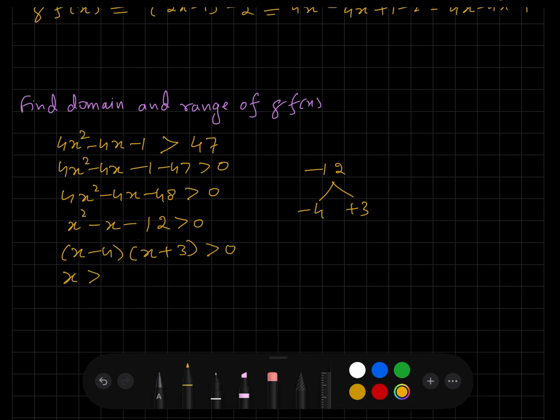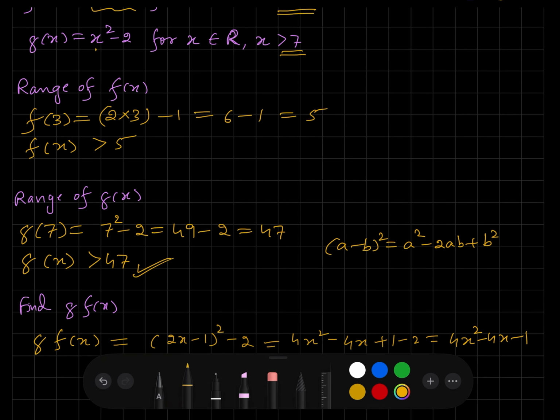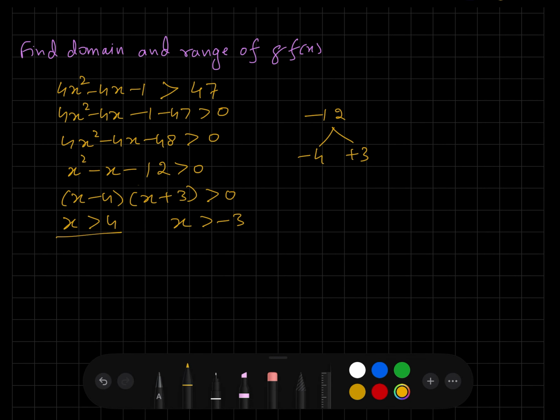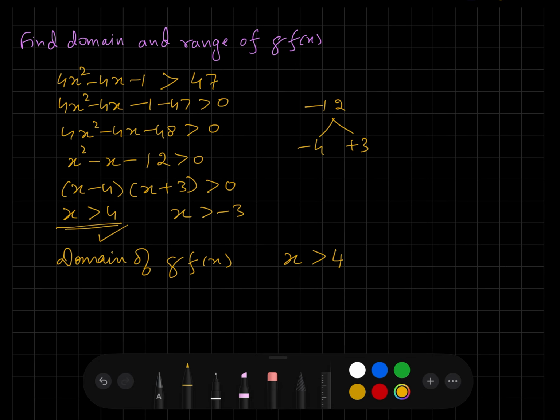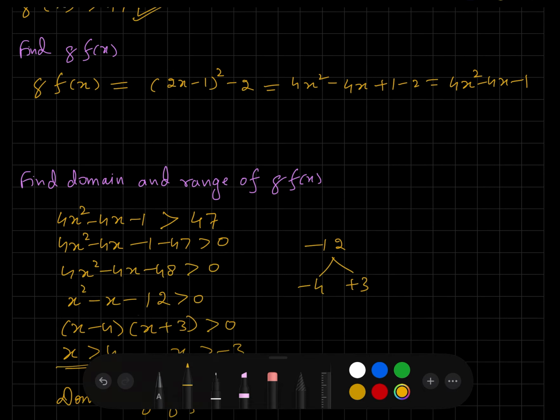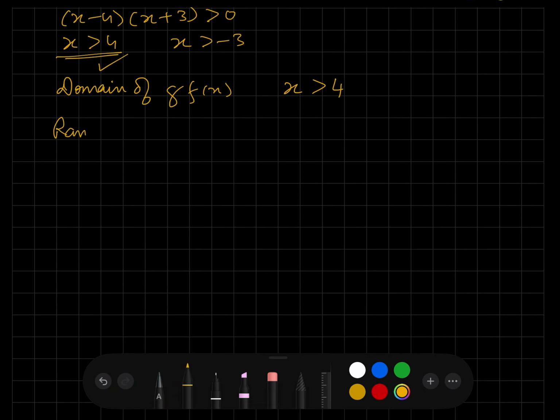So here I will be getting x greater than 4 and x greater than negative 3. But according to the restriction, g(x) is taking all the positive x values greater than 7, so this would be the valid domain of our function. So let us write the domain of g of f(x) would be what? X greater than 4. And then range would be, of course, what? Our g(x) is never taking values less than 47. So range of g of f(x) would always be greater than 47.